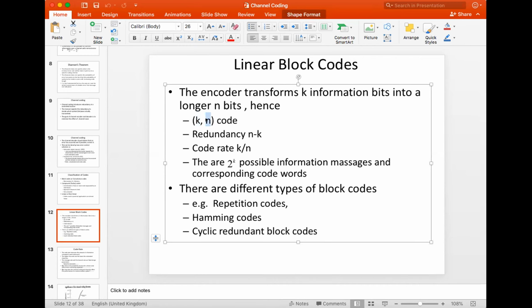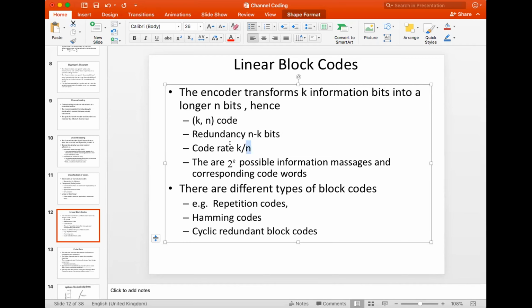So if you input k information bits and n bits come out of your encoder, it means that you have n minus k redundant bits. Okay? I hope you're following. You input k information bits into your encoder and you output n bits, which means you have appended n minus k redundant bits. So your code rate is k upon n.